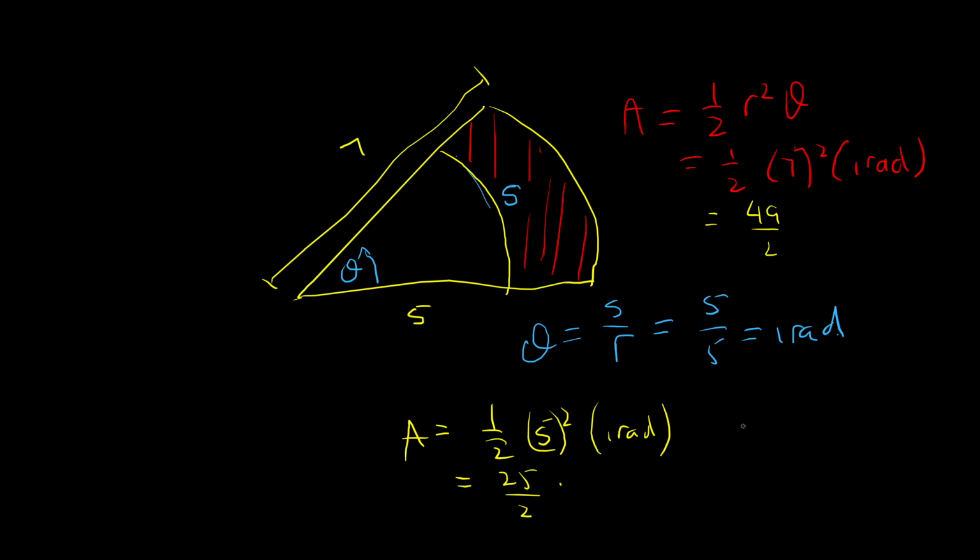So the area will then be 49 divided by 2 minus 25 divided by 2, which would give you 24 divided by 2, which would be 12 units squared. So let's say this is a centimeter. If this is centimeter, this will be centimeter squared. And that's how we use radians to calculate circumference and area.